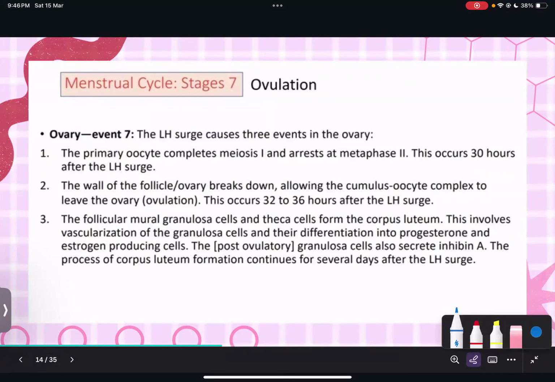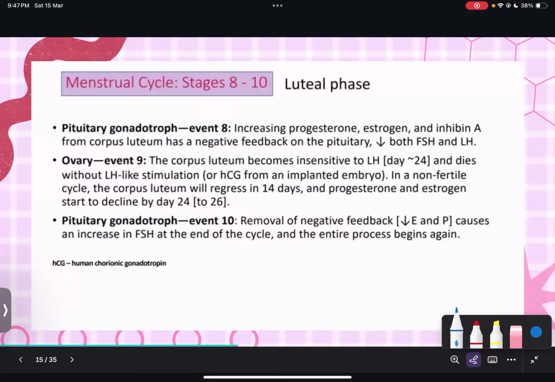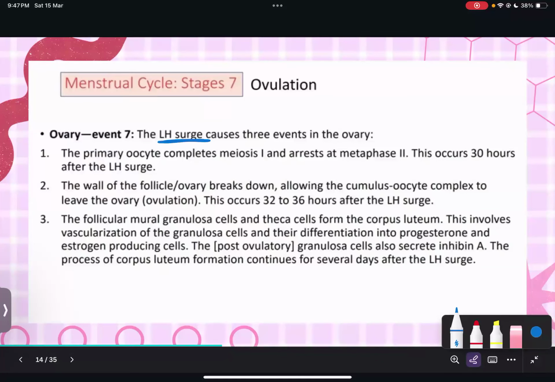Then the menstrual cycle stage 7, which is the ovulation. In the ovulation, the LH surge is the main event that brings about ovulation. This is very important to know. And what causes the LH surge? It's the increasing amount of estrogen. As we said, more than 200 picogram per milliliter of estrogen for 2 days will cause the LH surge, which will cause the ovulation. This is very important.